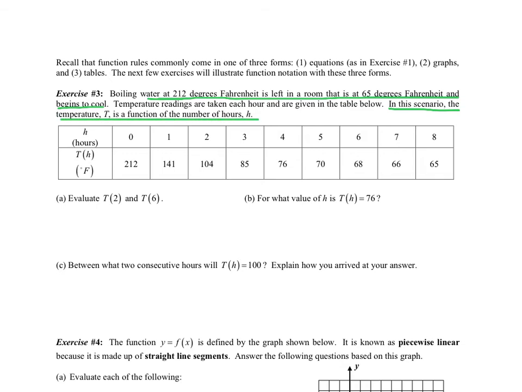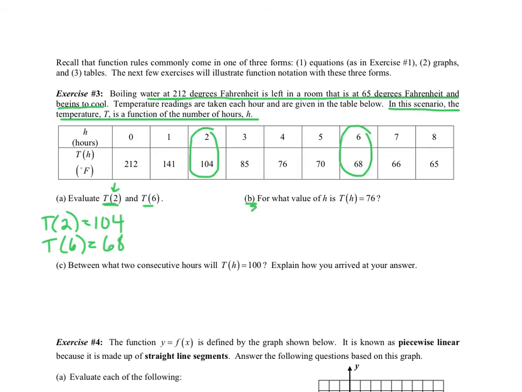So the question says evaluate T of 2 and T of 6. That means find the temperature after 2 hours. When I look at my table, my input is 2. My output would be 104. So T of 2 would equal 104. And T of 6 would mean what's the temperature after 6 hours? T of 6 would equal that 68.